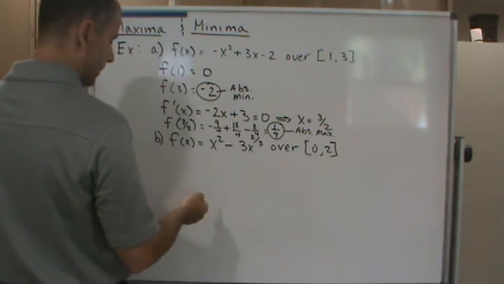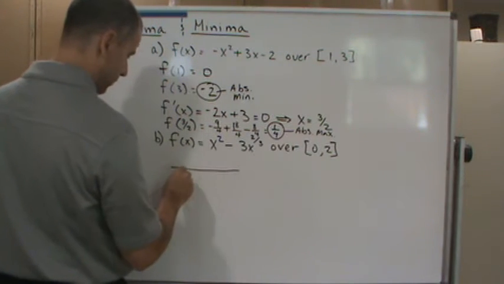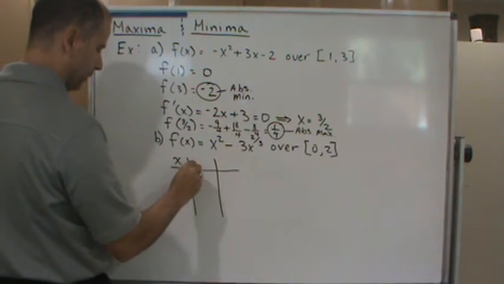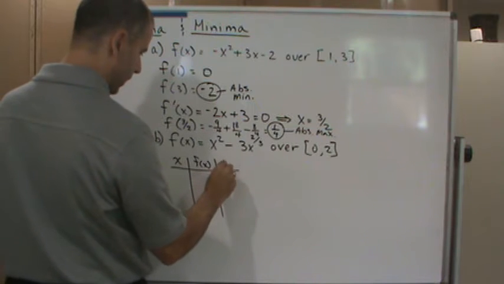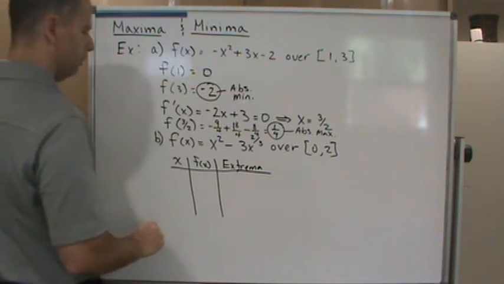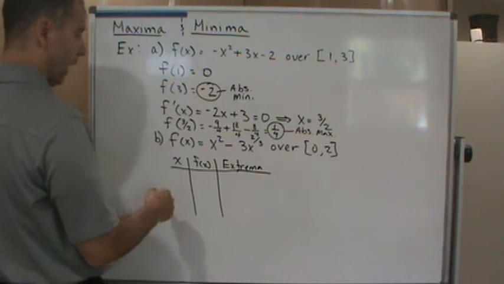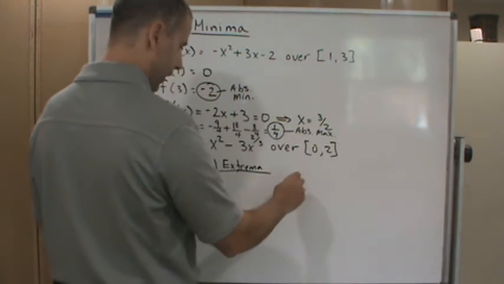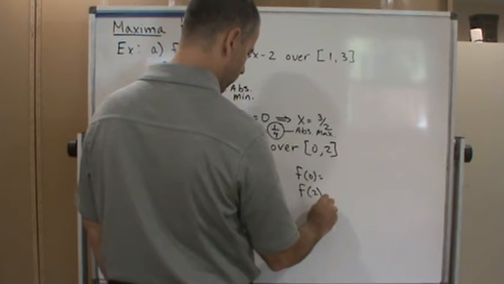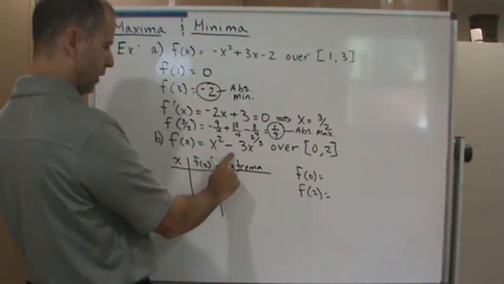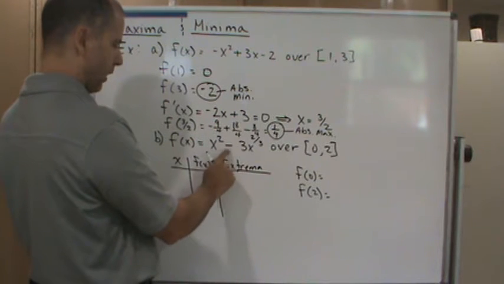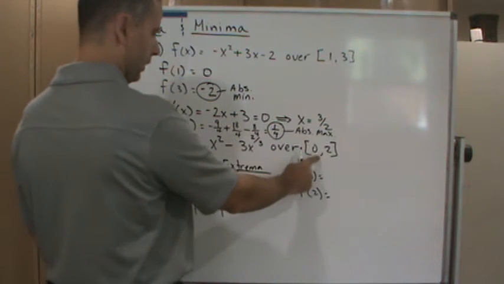So for the second one, I'm going to set up a table. Again, I'm a fan of tables too, so I can organize things better. I'm going to have my x values, f of x, and my extrema. Again, you could set it up a little differently. Now I need to test the points. Let's start with the endpoints, so f of 0 and f of 2. Here, my f of x is x squared minus 3x to the 2/3, over 0 to 2.